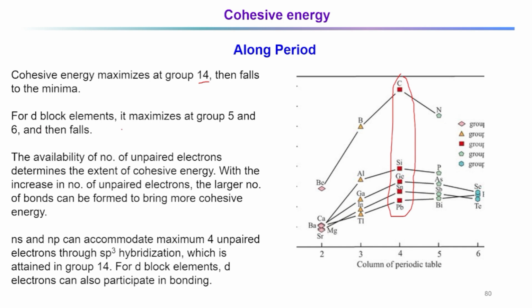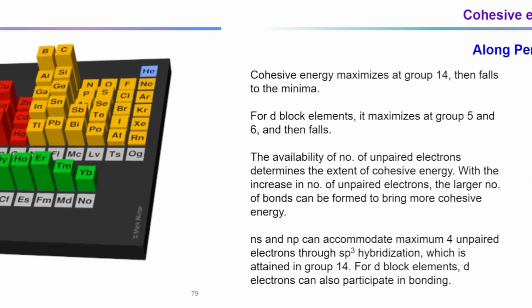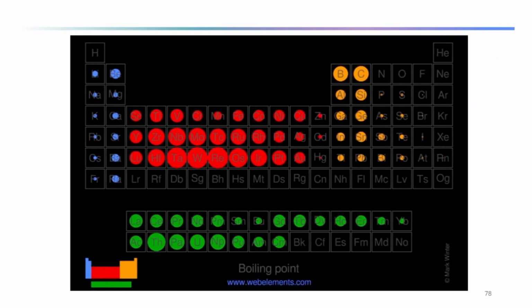This one is for the s and p orbital, sp elements. Whereas for the d block elements, it maximizes at group 5 and 6, and then falls. So I will go back and show you again. See this boiling point data. From here you can see these d block elements are increasing first in cohesive energy, then decreasing, right?